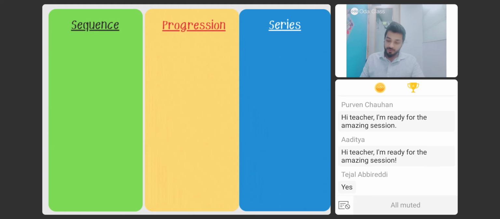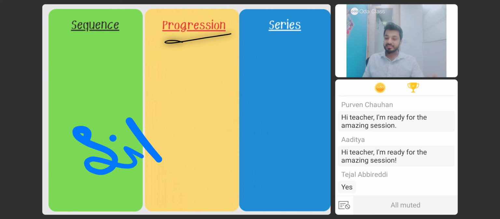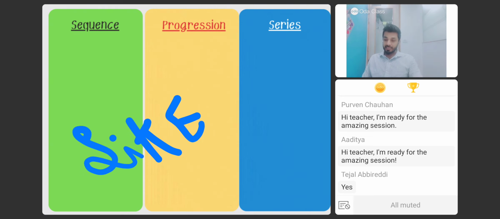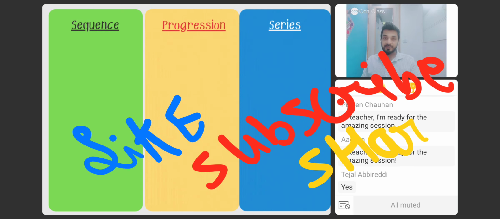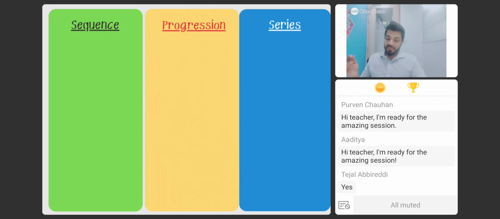Now let's start with a very basic thing. What is the difference between sequence, progression, and series? These three terms you will see a lot when you come to higher grades like 10th, 11th, and 12th, if you're preparing for any competitive exam. Most of the students are not clear about what is the meaning of sequence, what is the meaning of progression, what is the meaning of series, when should we use these terminologies, and what they refer to, right?